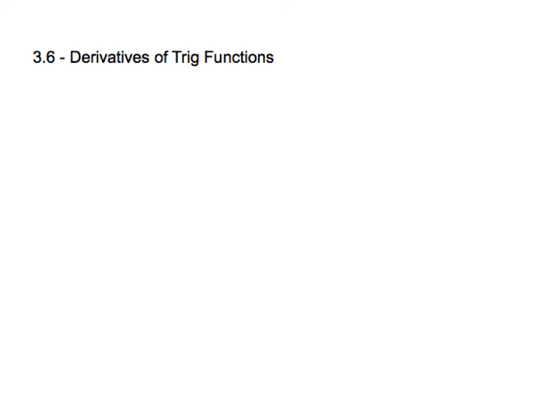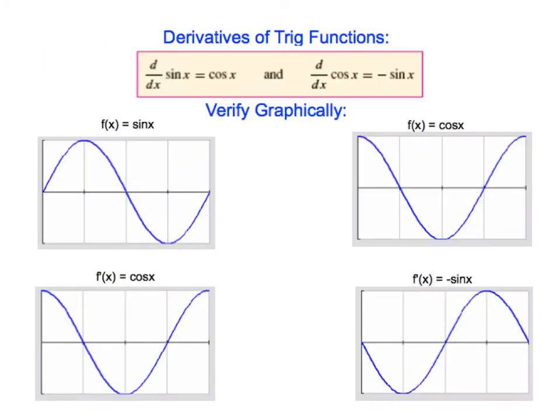Hello everybody, today we're going to cover 3.6, which is derivatives of trig functions. Derivatives of trig functions are all pretty much based off of the derivative of the sine and the derivative of the cosine, and from there we could prove all of the others. We're going to verify these two are true graphically.